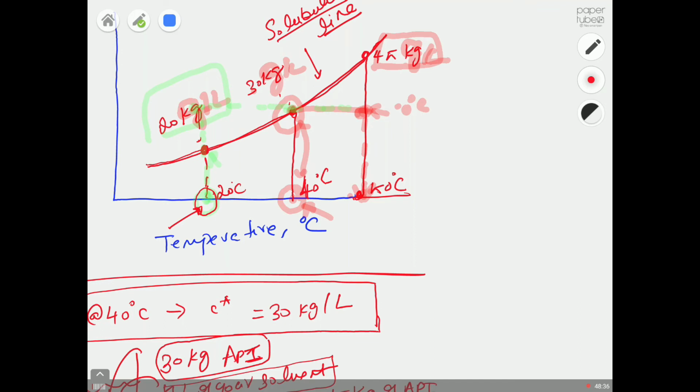We are going to call this 20 degrees the working temperature. We stopped the cooling process at 20 degrees centigrade because we are planning to do something at that temperature, so we fix it as the working temperature. Whenever you think about crystallization, think about these terminologies: solubility, solubility concentration, supersaturation ratio, saturation temperature, and your working temperature. These are the things you have to keep in mind.